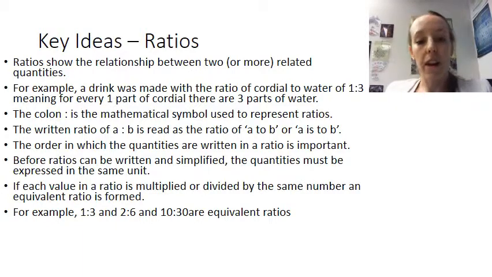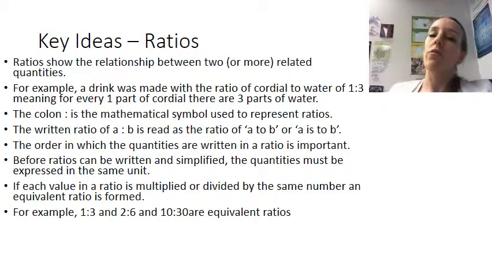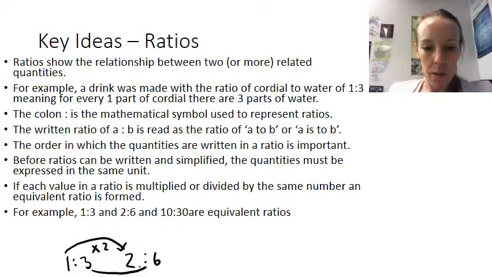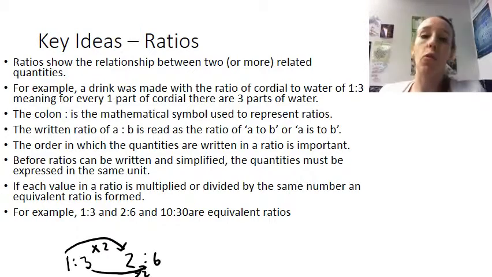If each number in a ratio is multiplied or divided by the same number, an equivalent ratio is formed. For instance, I'll write this down at the bottom here: 1:3 is equivalent to 2:6, because all we've done is multiply the 1 by 2 and multiply the 3 by 2 as well. It's also equivalent to 10:30 because we're multiplying by 10. So all of those are equivalent ratios.